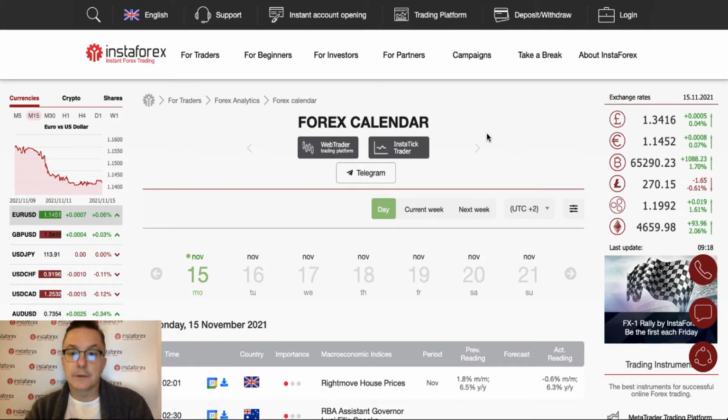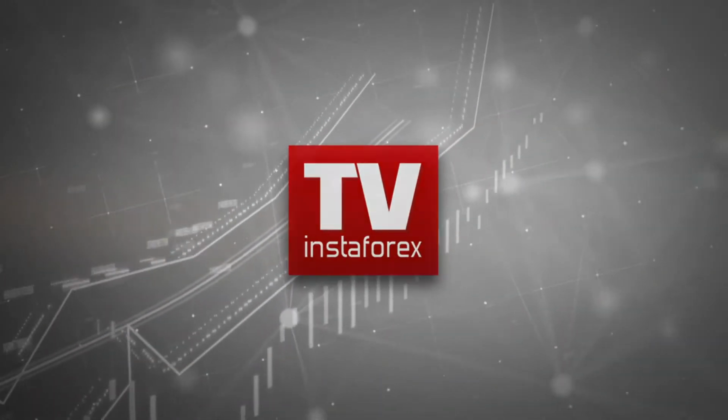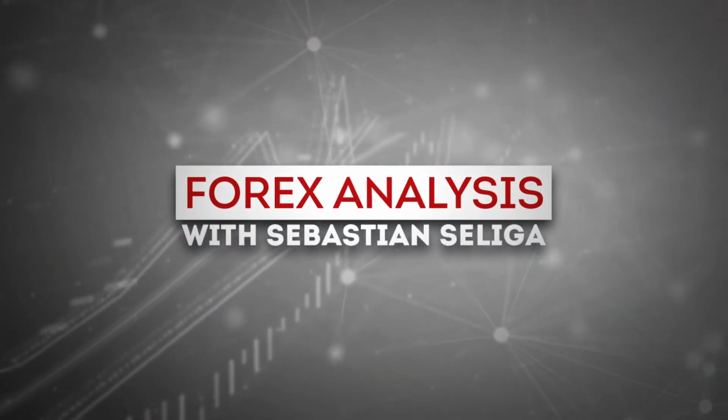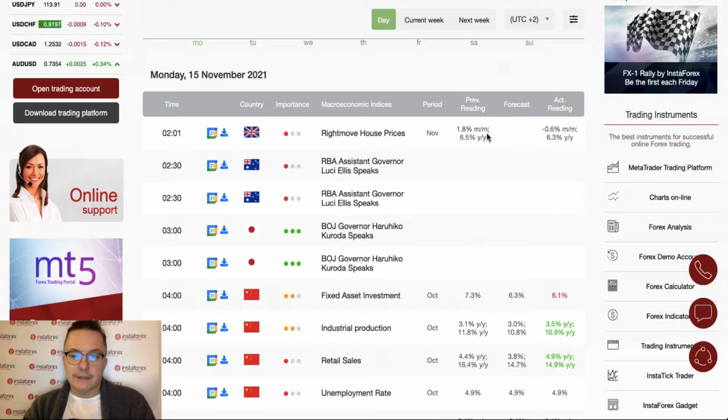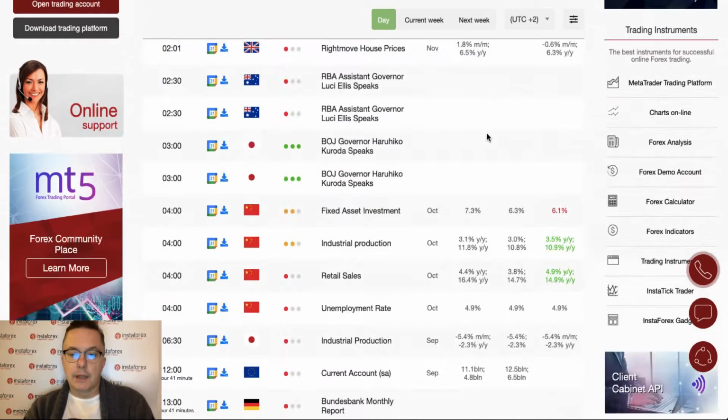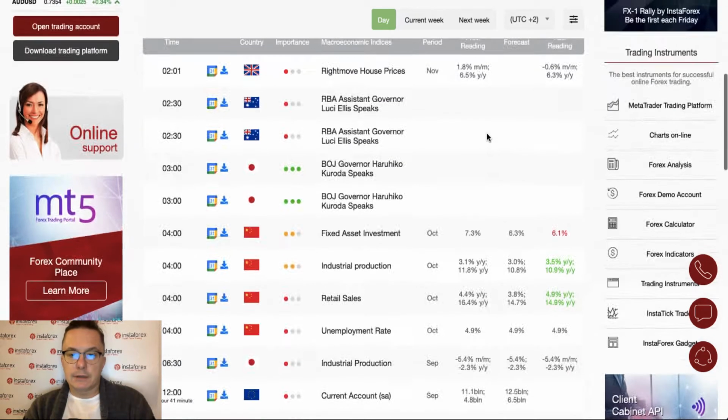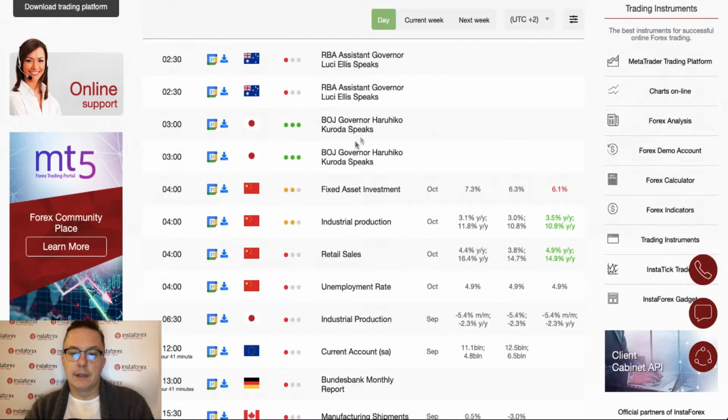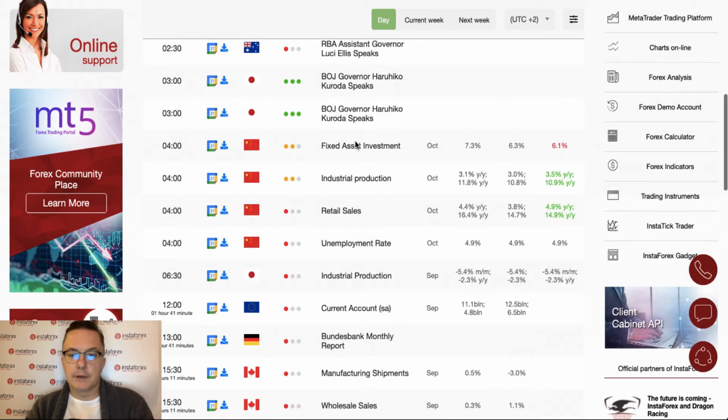Let's take a look at the Forex calendar at the beginning of the trading week. Some data had been, of course, released overnight, but mostly they were not that important, except the speech from Bank of Japan Kuroda around 3 a.m.